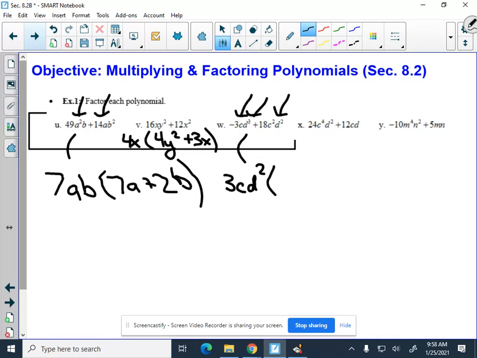Now, this will give me negative D. I have to get the D up to D to the third. That'll make negative 3C D to the third. Plus 6C, and that's it. That'll get us up to 18C squared D squared.